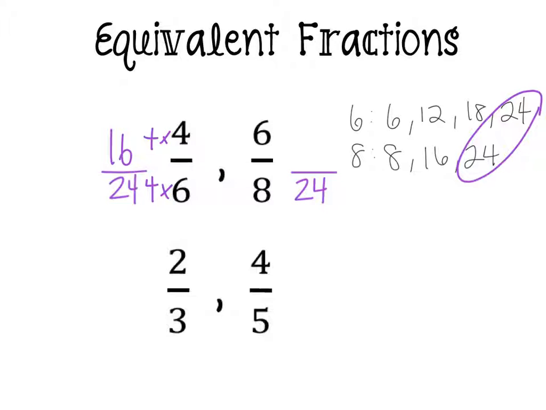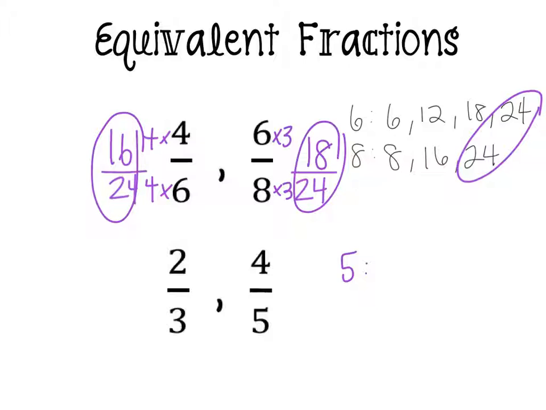Then I'm going to go over to 6/8, and I'm going to say what happens to 8 to make it a 24. Well, 8 times 3 is 24, so 6 times 3 is 18. So now I have two equivalent fractions, 16/24 and 18/24, and I could either add or subtract those two fractions now. And let's look at 2/3 and 4/5. Let's do the same process.